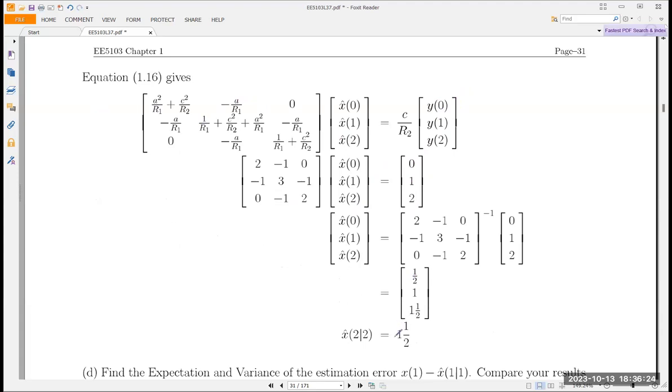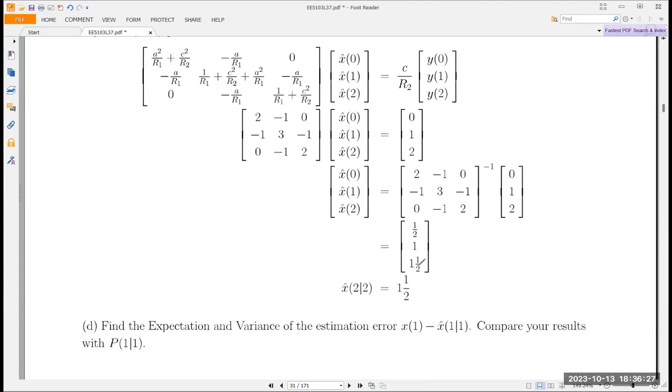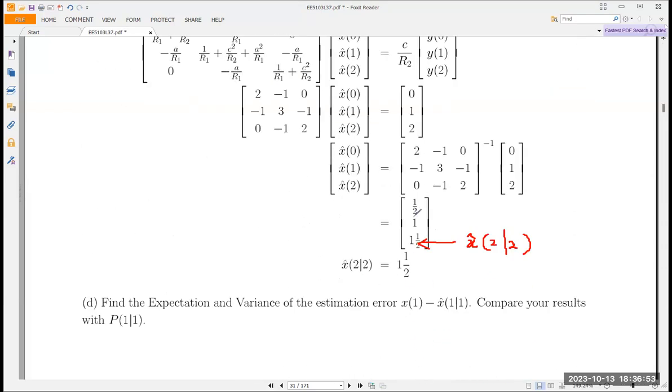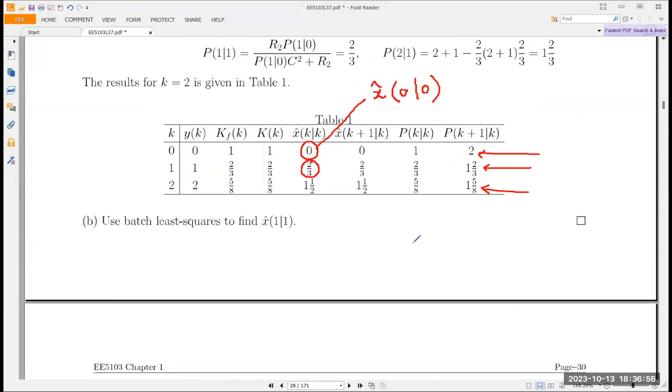Then you get this. So again, I just want to make sure you know, first of all, this is okay because this is at the second sample. So it's x hat at the second sample. What should this number be? Oh, we use up to y2, so it should be 2|2. So x hat 2|2, you go and look at the table, is 1.5. So x hat 2|2, 1.5 is fine. So this is x hat 2|2.